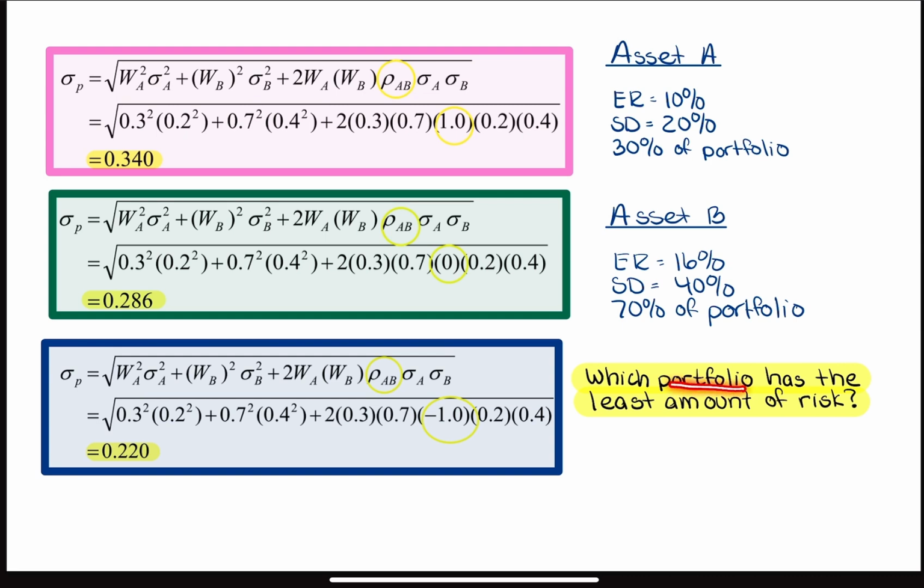So which portfolio has the least amount of risk? Well, it's the portfolio that has a negative correlation. The portfolio where stocks have a negative correlation, or the smaller correlation, will have a smaller standard deviation, which will lead to a smaller risk.